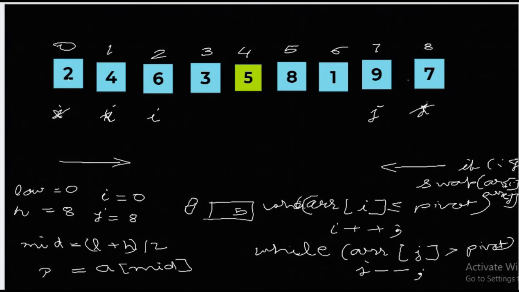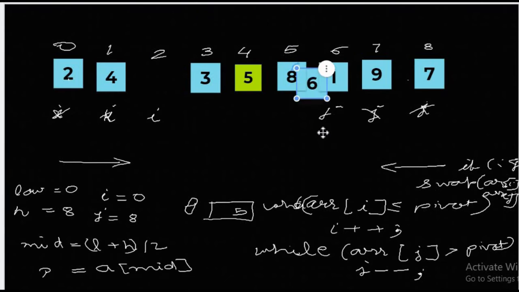So i will now be here. In the same way, for j, if it is greater than pivot, yes, then again we will do j--. Now again compare, if array[i] is less than or equal to pivot, no, so stop here. And in the same way, while array[j] is greater than pivot, no, so stop here. Again, i is less than j, so we are going to swap these two values, 6 and 1.